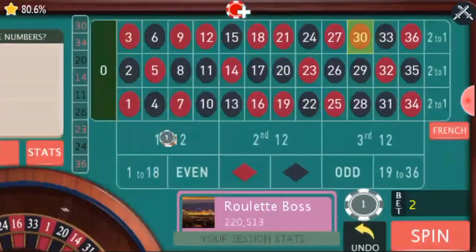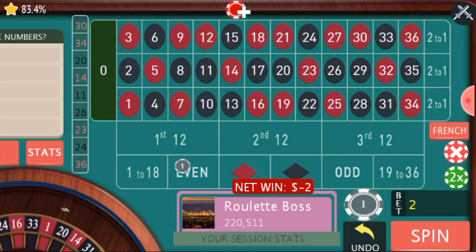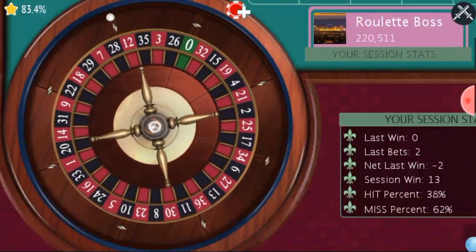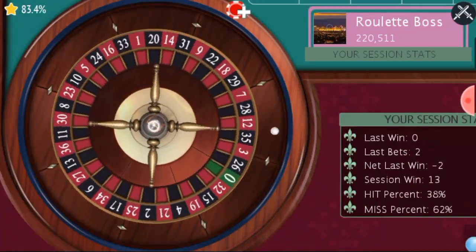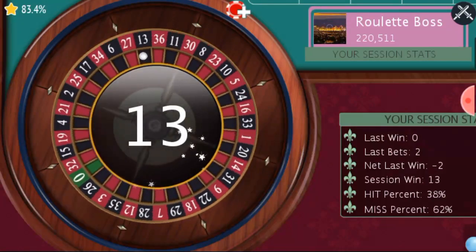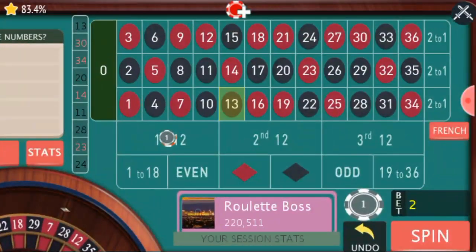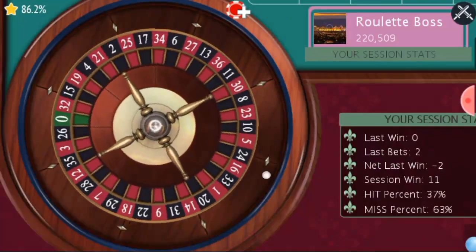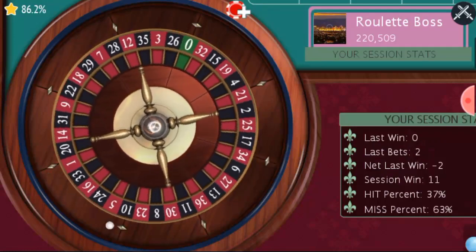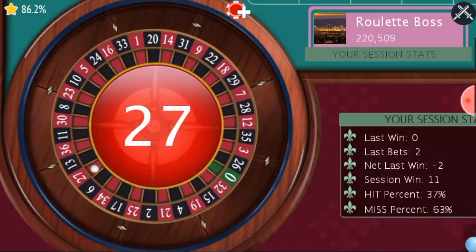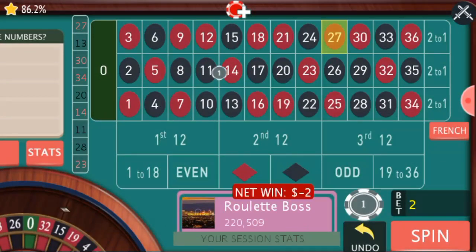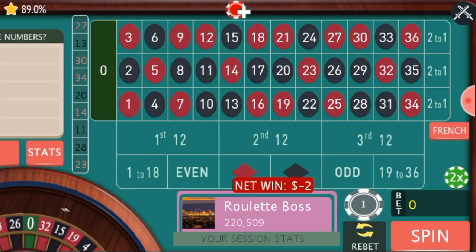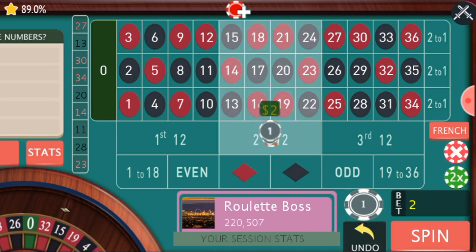I lose on spin number 1. I move to spin number 2. I lose on spin number 2. I move to spin number 3. So I lose all 3 spins. I therefore increase my bets by 1 unit and restart the count.